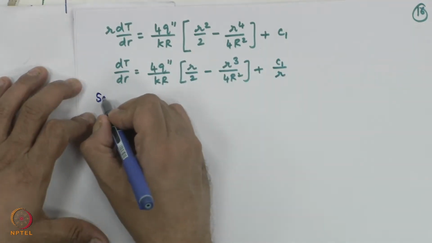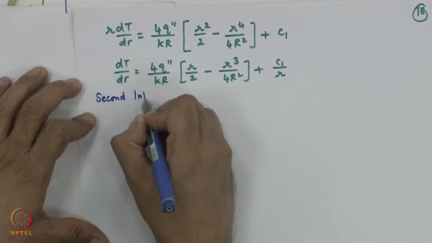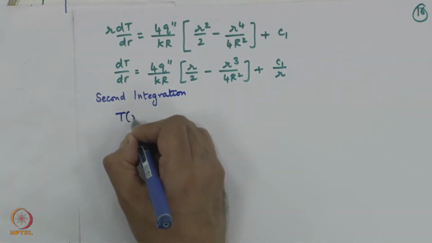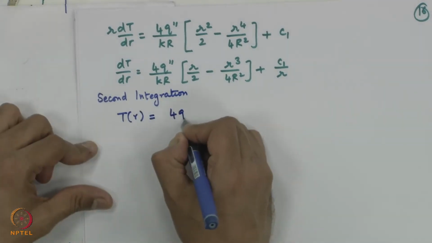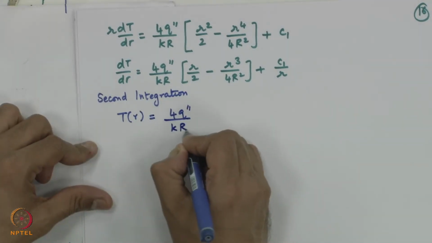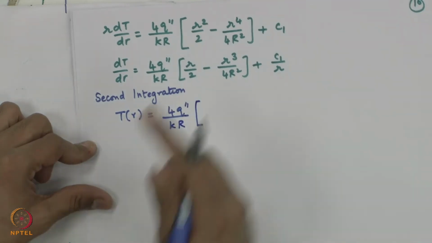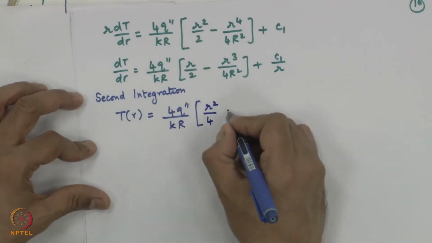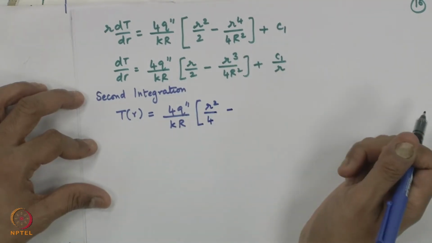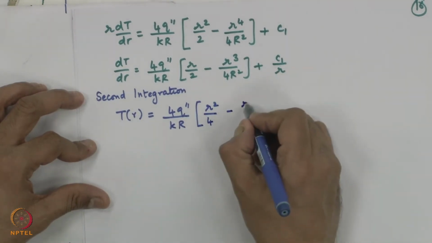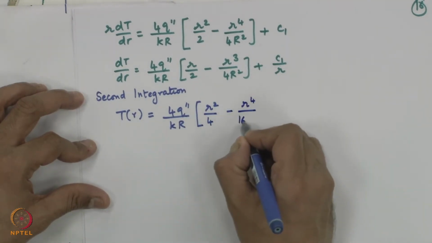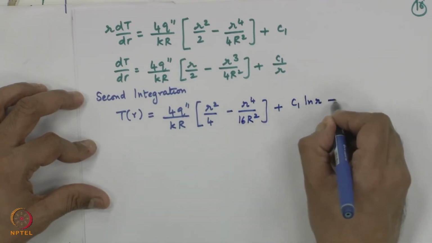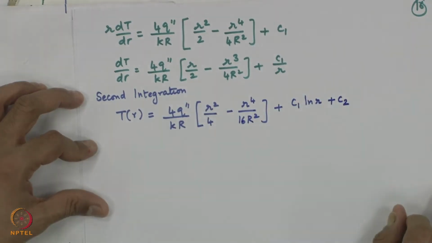Second integration, T of r is nothing but 4 q double prime by k capital R. Integral r is r squared by 2. So, 2 into 2 is 4. R cubed integral is r to the power 4 by 4. So, this is r to the power 4 by 16 capital R squared plus C1 log r plus C2.